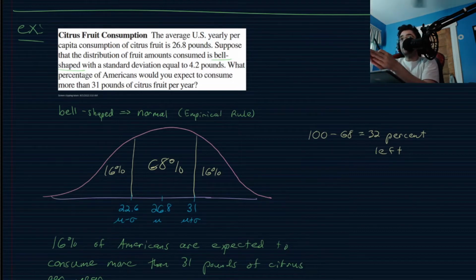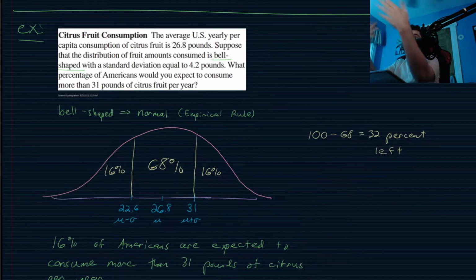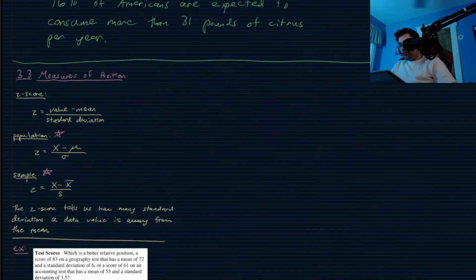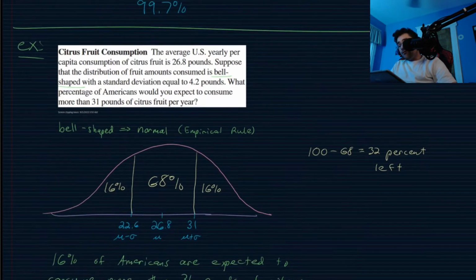Now that we've got the percentages of the distribution filled in, we can answer the question of what percentage of Americans would you expect to consume more than 31 pounds of citrus fruit per year. That's everyone to the right of 31, aka that 16% that we found. And that would be the measures of variation.